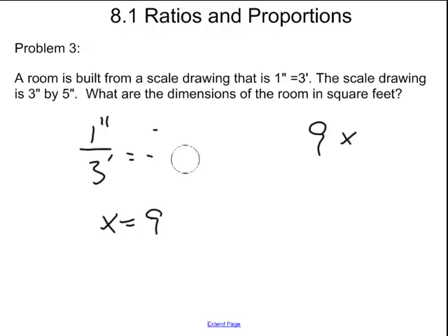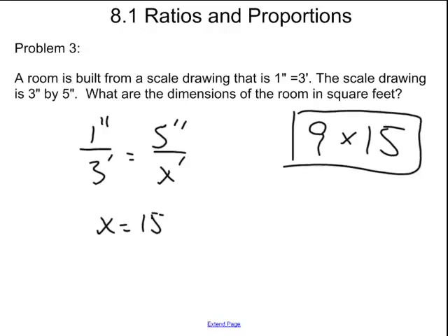On the length, I get 1 inch to 3 feet is the same as 5 inches to x feet. This time x is equal to 15, so I have a 9 by 15 feet room that was scaled down to 3 inches by 5 inches.